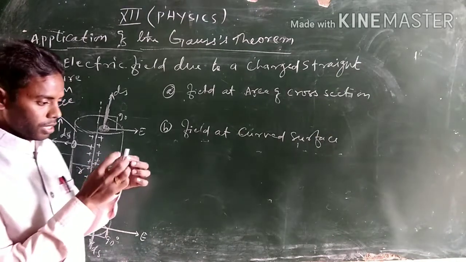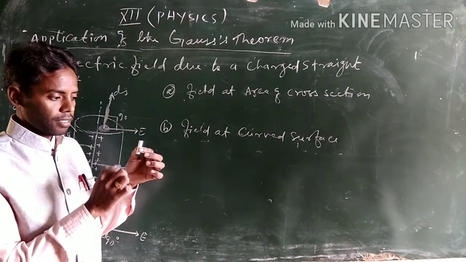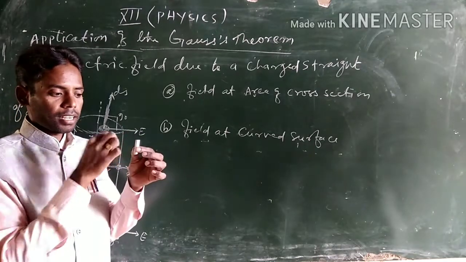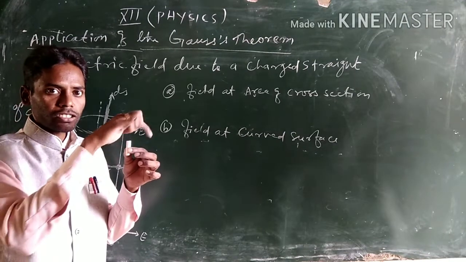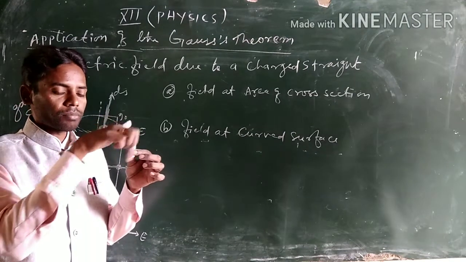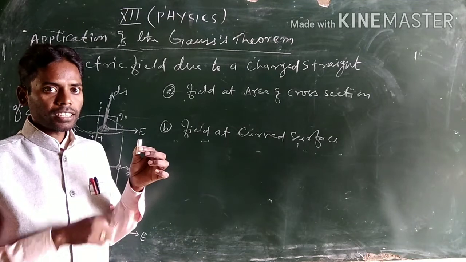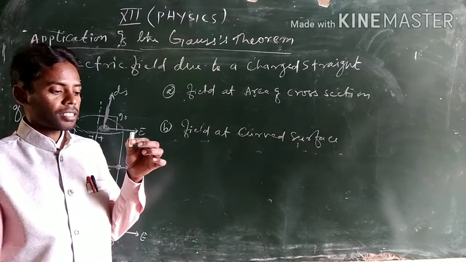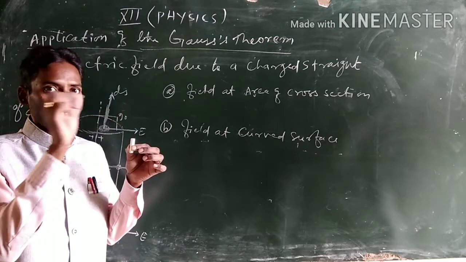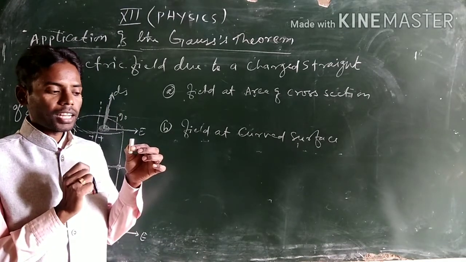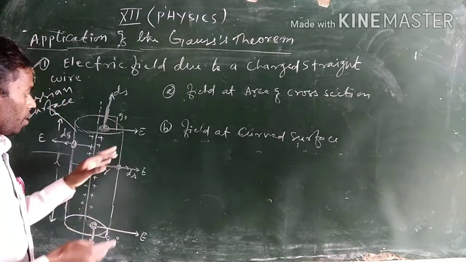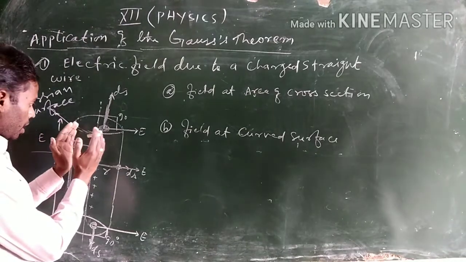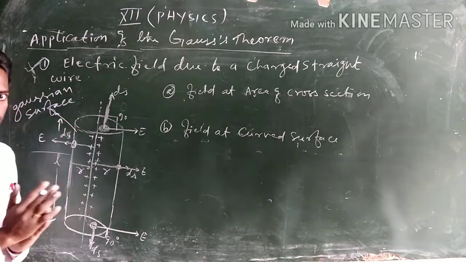Here, suppose this is the straight wire, right? Then here the charge will be produced this side, this side, this side, this side, on the curved surface of this cylindrical shape of the wire, right? And on this side, the area of the cross section, there will be no charge, right? That means by this figure we have to take one Gaussian surface. Suppose we expand this wire, then it will be formed like this.